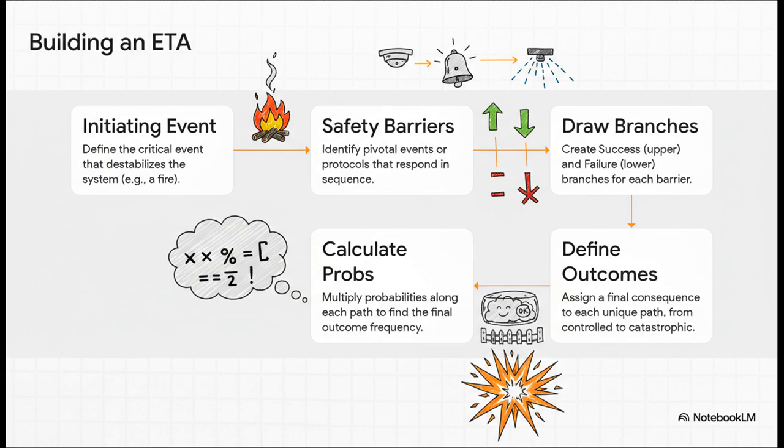And the 4th step is to define what the final outcome is for each path, anything from a minor, controlled incident all the way to a total catastrophe. And then the last and maybe most important step, you calculate the actual probabilities of each path, turning a simple visual map into some seriously hard data.